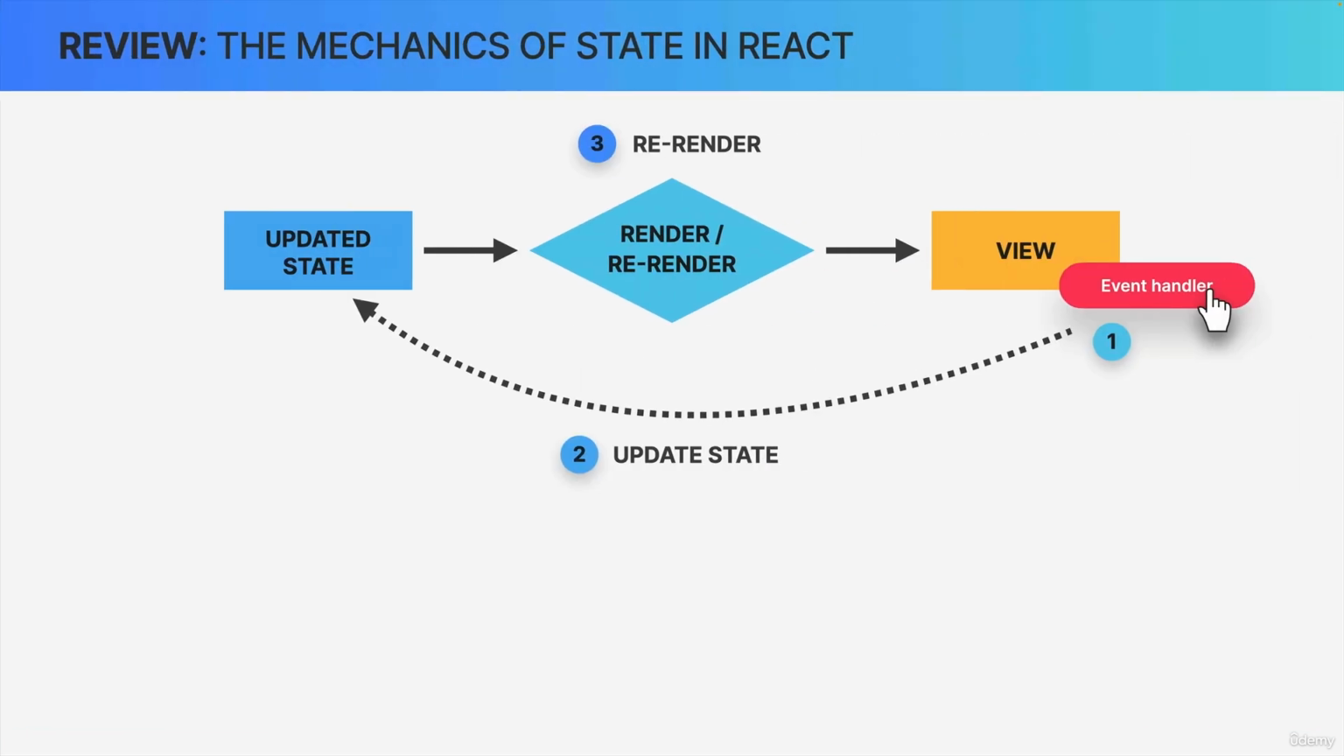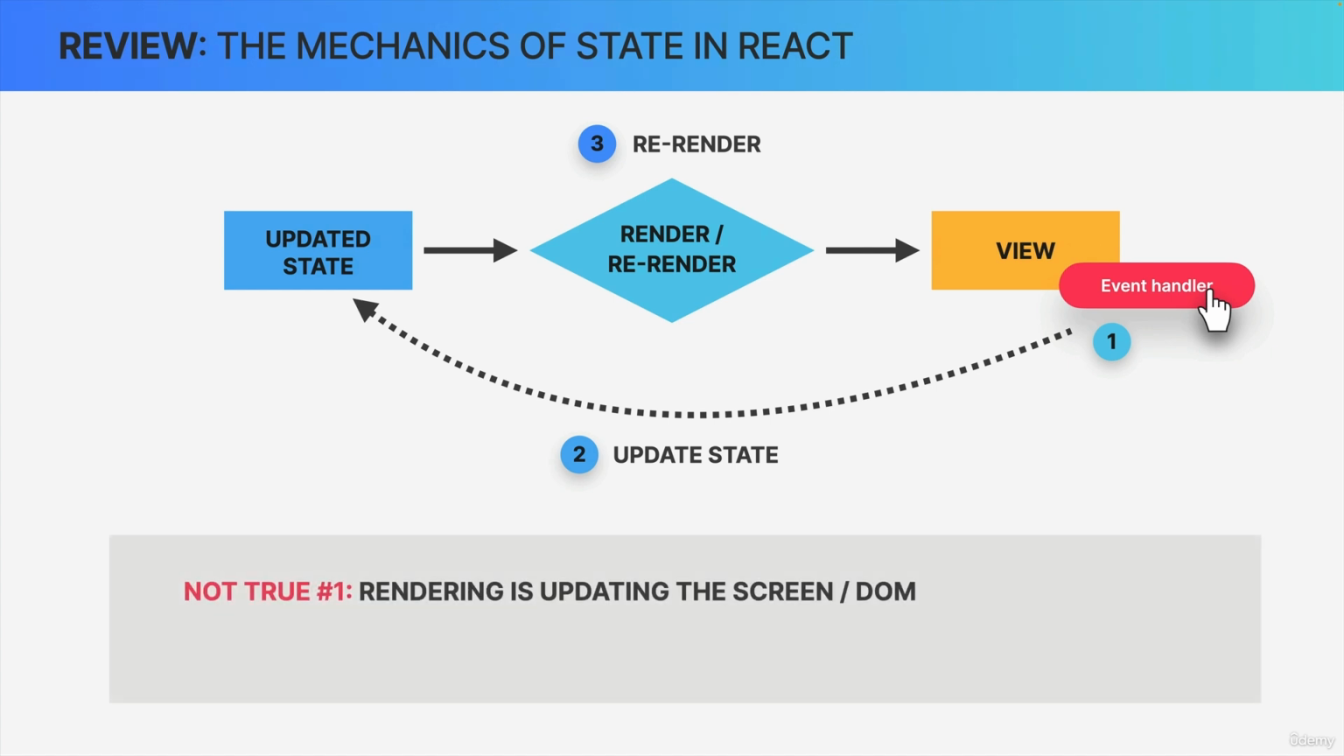Now, before we even start, let's first go back to where we first learned about the mechanics of state. Remember this diagram? Well, back then, I told you that we can conceptually imagine this as a new view being rendered on the screen, so into the DOM. However, now we know that this was technically not true, because rendering is not about the screen or the DOM or the view. It's just about calling component functions.